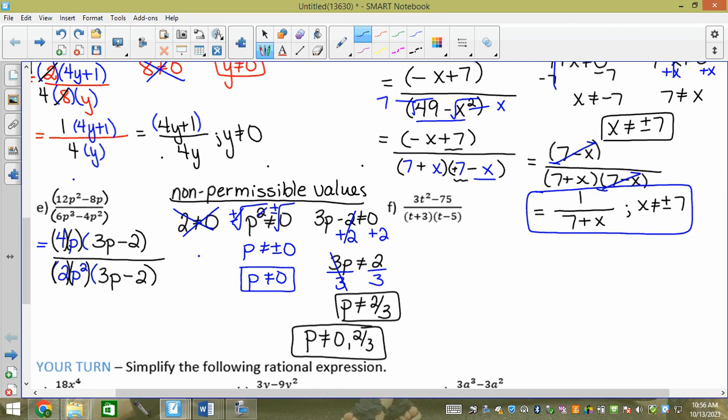Now, is there stuff I can cancel off after I state my NPVs? Are there any twins? Any binomials that are the same? Yeah? 3p minus 2 and 3p minus 2 cancel off. What else can I cancel?